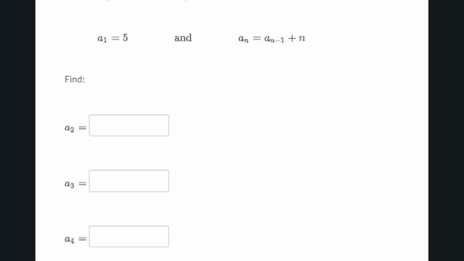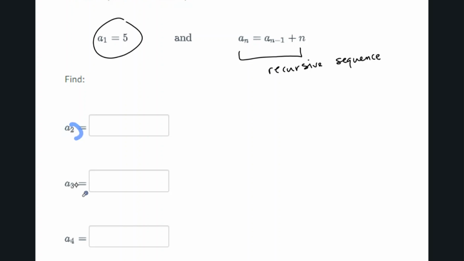So in this next problem, we have a sequence, and we've been given the first term, and then I have a formula to find all later terms. And this is our recursive sequence, because it's building future terms based on previous terms. And we're asked to find a sub 2, a sub 3, a sub 4. Remember these subscripts, the smaller numbers written in the lower right-hand corner, are indicating the fourth term, the third term, the second term. Now we have the first term and we have a formula. So we can use this.